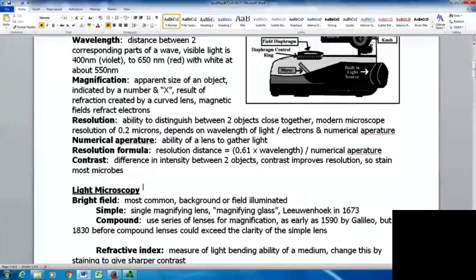Contrast is the difference in intensity between two objects. This will improve with using stain. Contrast improves the resolution, so most of the time we will stain things. It's fairly easy to stain things, and you get a much better view underneath the microscope.